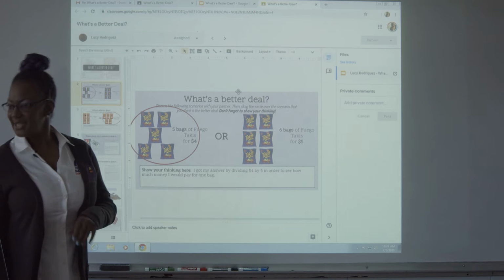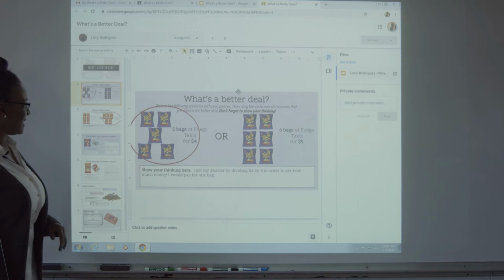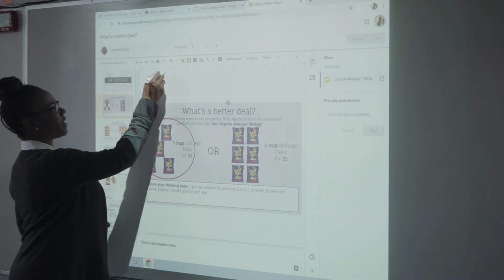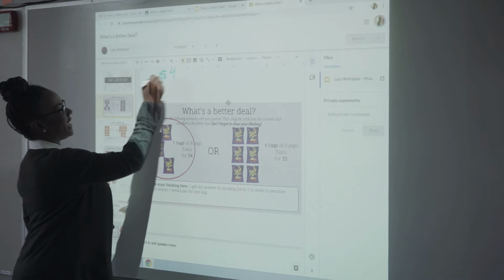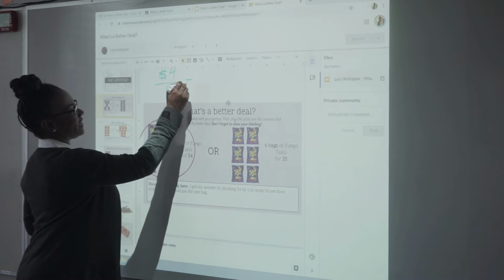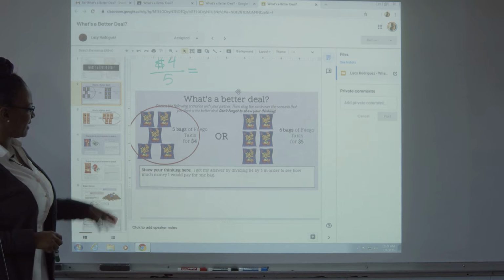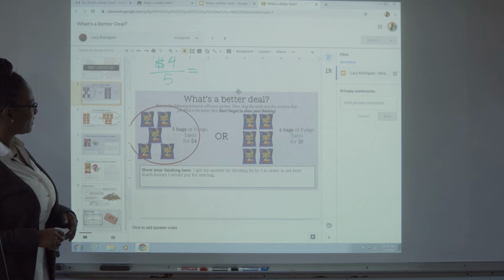All right. Let's take a look at what some of you guys did. So I see this student here says she thinks that the 5 bags of Fuego Takis for $4 is the better deal. And she got her answer by dividing $4 by 5 in order to see how much money she would pay for one bag. So let's see. She said she took $4 and she divided it by 5. And so class, let's do that together. How much would it be if we divided $4 by 5?